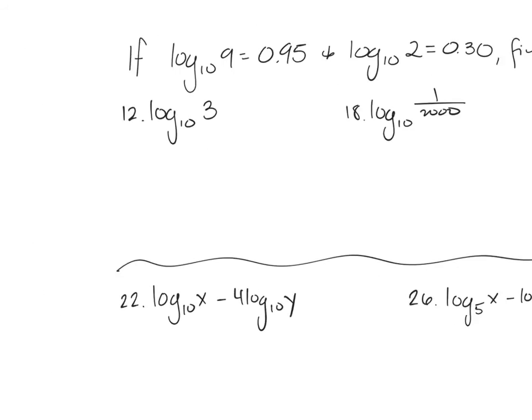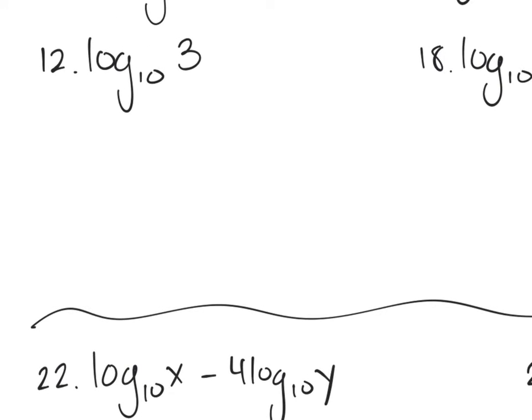In 12, it says log base 10 of 3, and we need to find the value of this. So this doesn't look anything like 9. It doesn't look anything like 2. So you're probably wondering, well, how is this going to work? What we're going to do instead is start off with the fact that log base 10 of 9 is equal to 0.95. Okay, and we know that 9 is equal to 3 squared. So we're going to plug that in. So we have log base 10 of 3 squared is equal to 0.95.